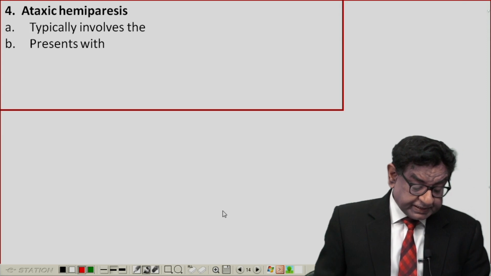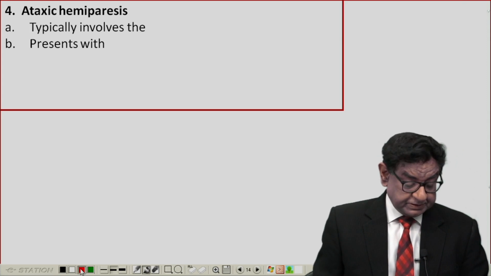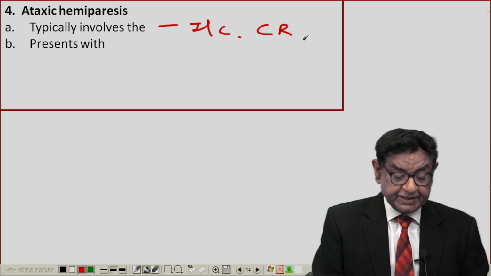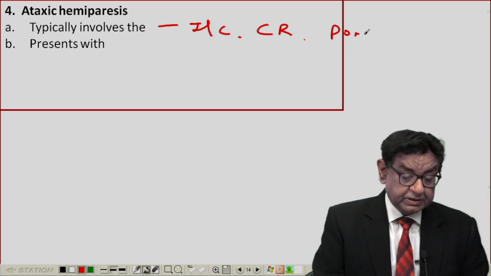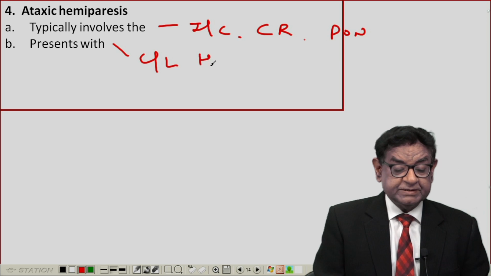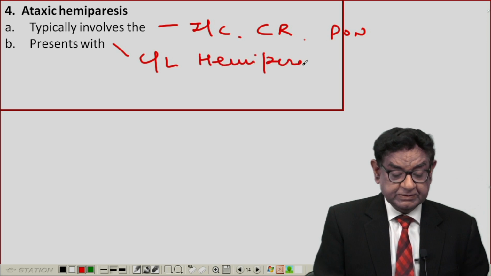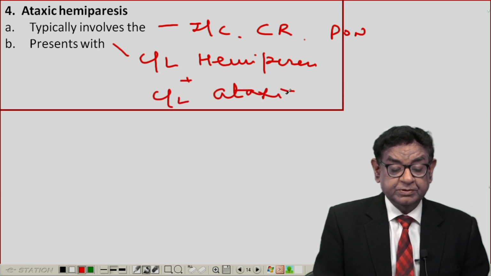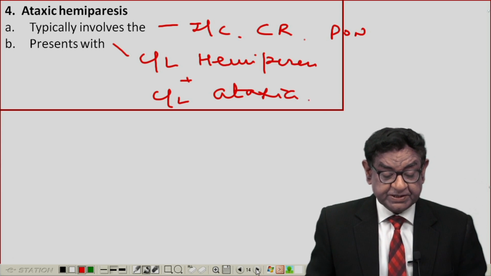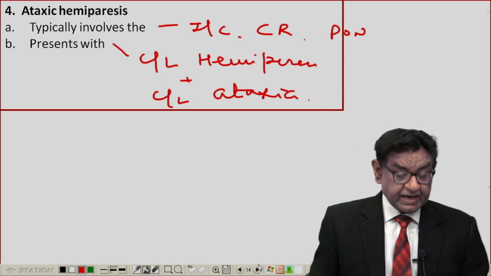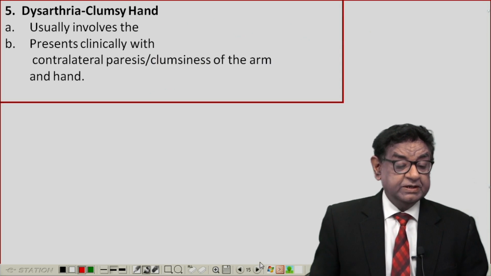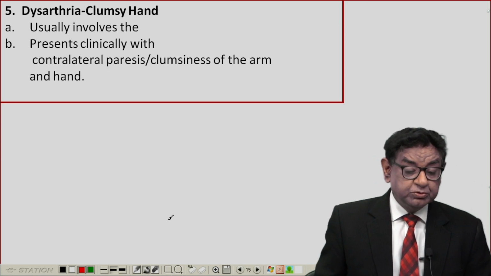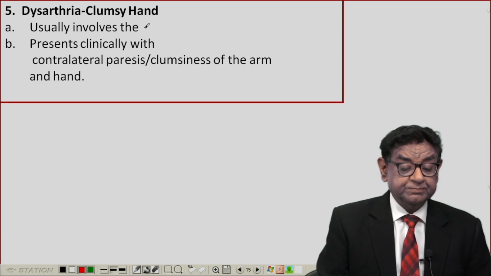The next is ataxic hemiparesis. This is due to, again, involvement of internal capsule or corona radiata or pons. In this, patient has contralateral hemiparesis plus there is contralateral ataxia also. So patient has ataxic features in addition to hemiplegia, we call it ataxic hemiparesis type of lacunar stroke. Then we have dysarthria clumsy hand syndrome. This usually involves pons and internal capsule.